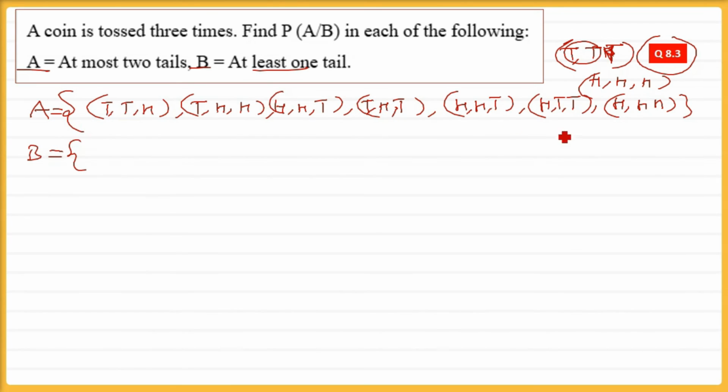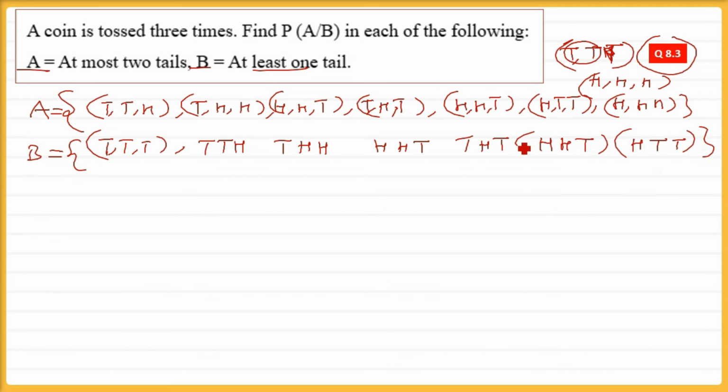Now what is B? At least 1 tail. That is, all heads will not come. So you just remove HHH and write all the other 7 which are possible: TTT, all the tails, TTH, THH, HHT, THT, HTT. Now let me make the round brackets followed by commas in between, and the comma between this TTH also. It needs to be understood that in an event there are different elements which are actually the experiments. Now what is A intersection B?